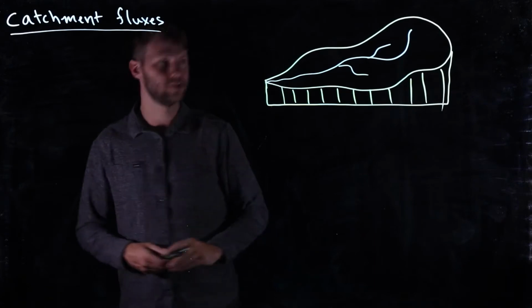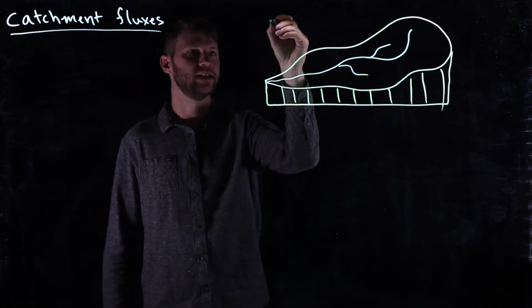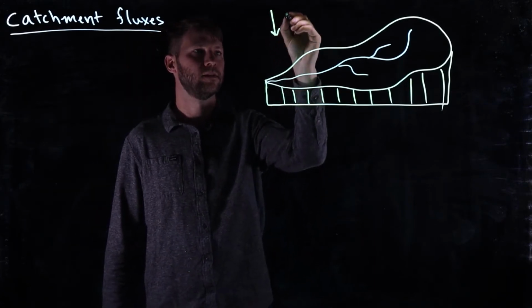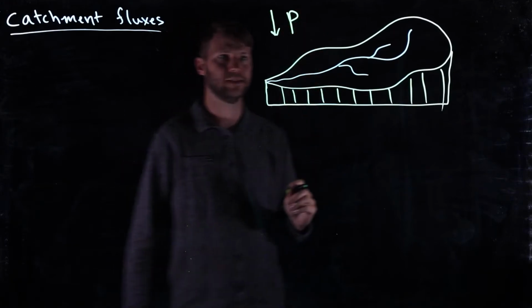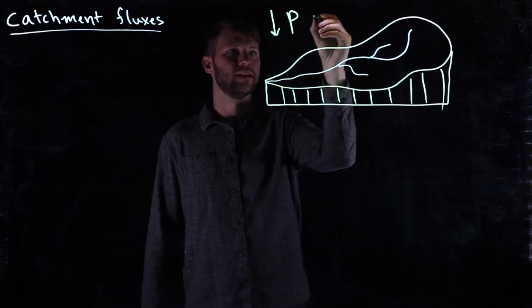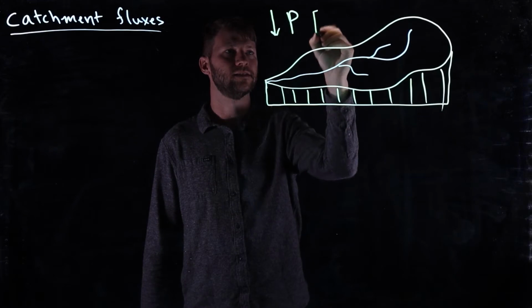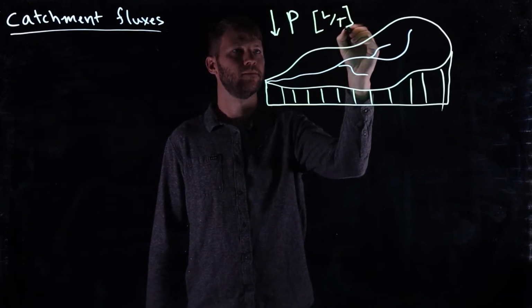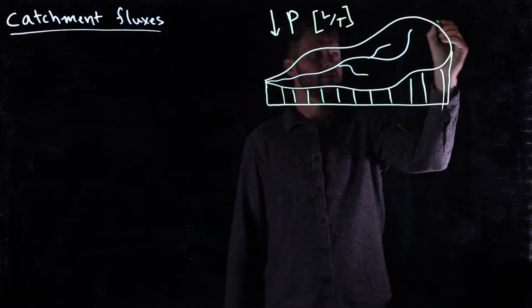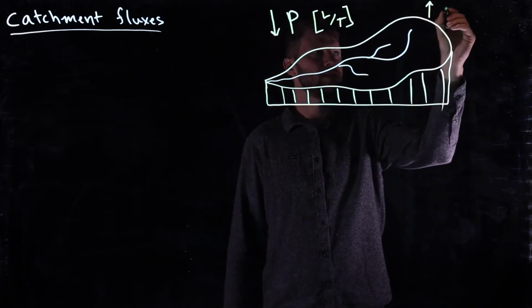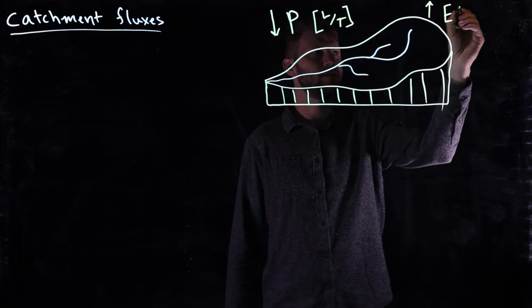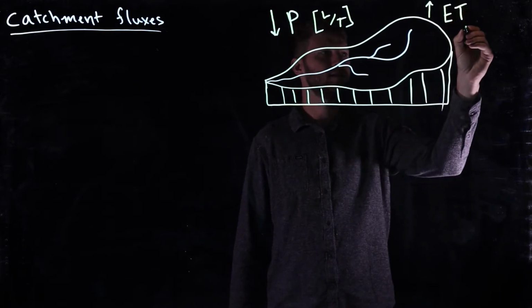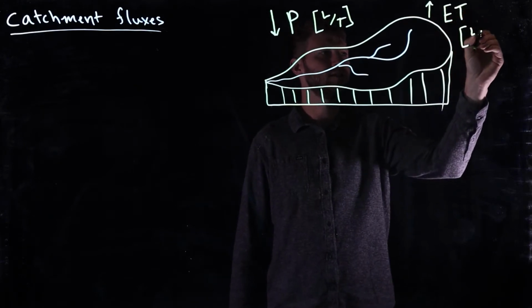The fluxes into and out of the catchment are coming in, precipitation, which is commonly denoted with a P, and it has dimensions of length per time. Leaving the catchment is the combined evapotranspiration flux, which also has dimensions of length per time.